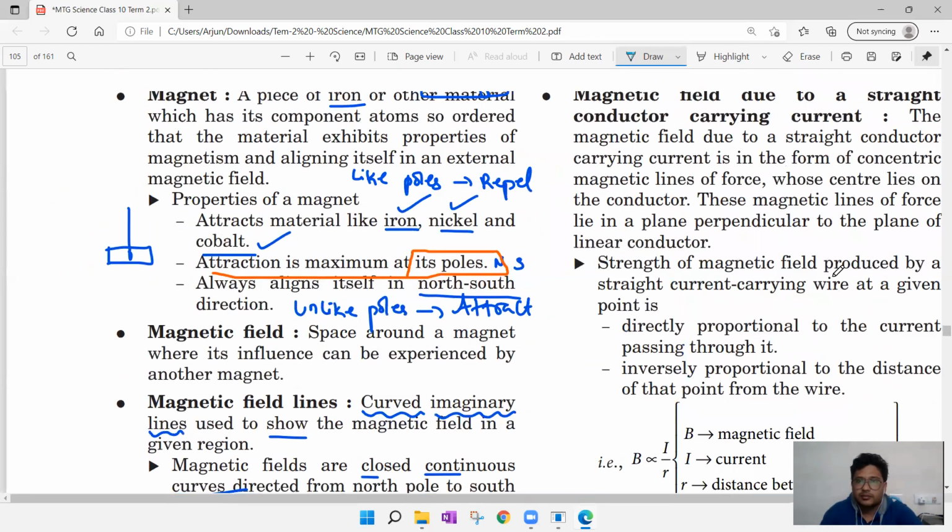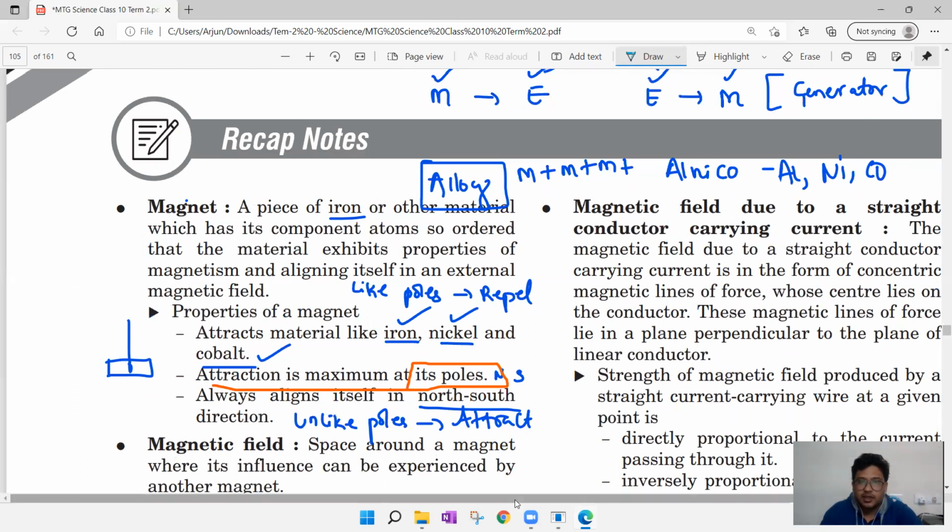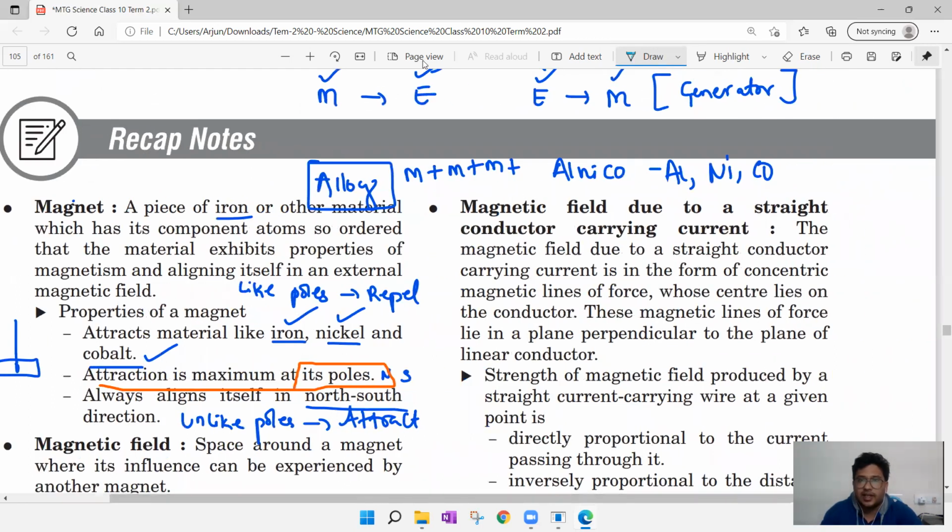Then, the next concept: magnetic field due to a straight current carrying conductor.